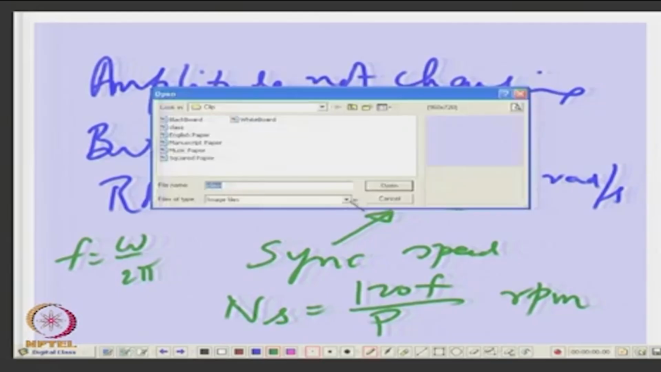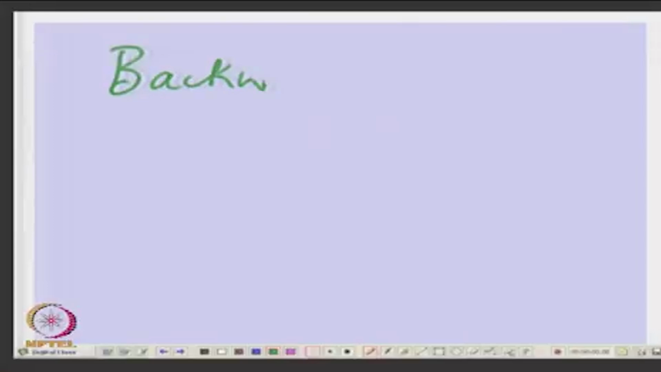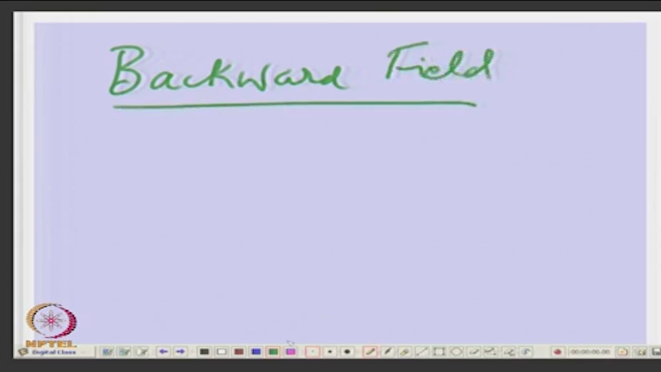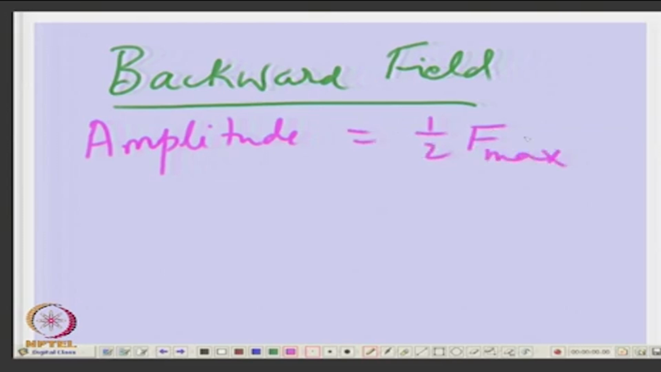So, similarly, you can easily say what is the nature of the backward field? You can always say the amplitude is half F max, same amplitude, half F max, and speed, what is the speed? Minus omega electrical radians per second.